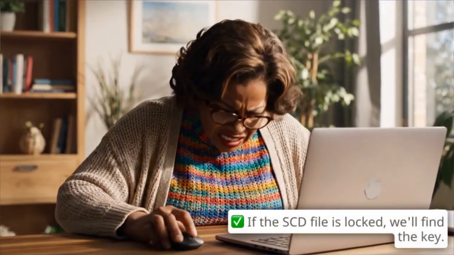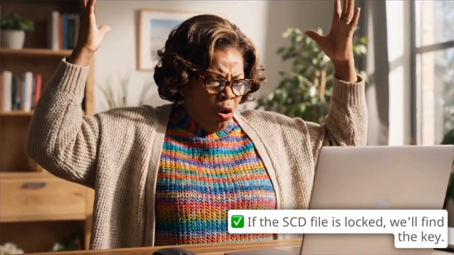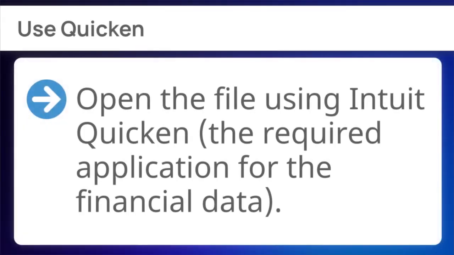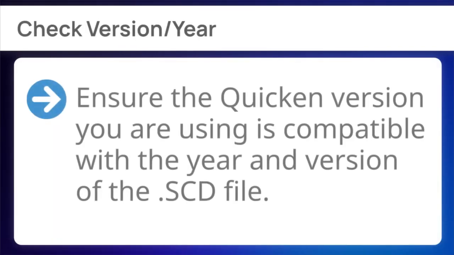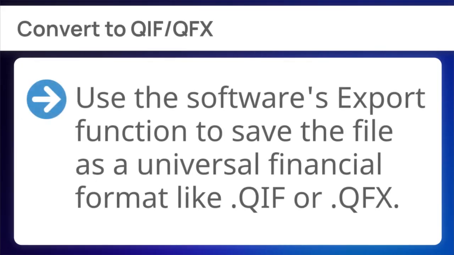We must now isolate the SCD error using these 3 focused and necessary troubleshooting steps. First, use Quicken. Open the file using Intuit Quicken, the required application for the financial data. Next, check version year. Ensure the Quicken version you are using is compatible with the year and version of the SCD file. Finally, convert to QIF/QFX. Use the software's export function to save the file as a universal financial format like .QIF or QFX.